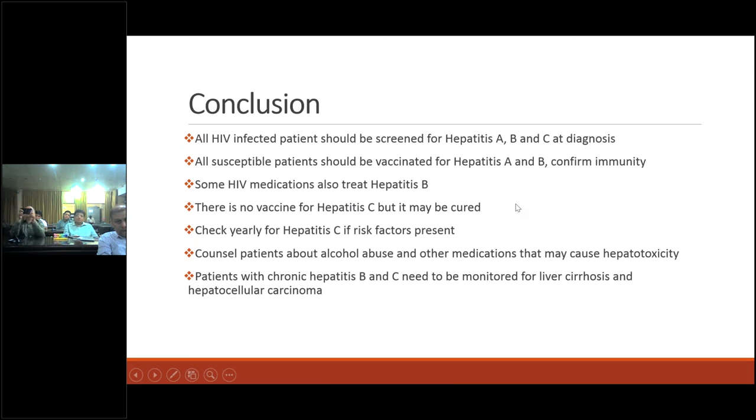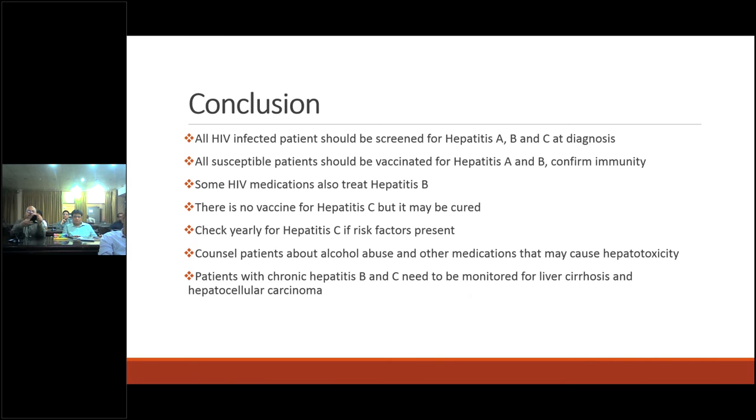So when we have somebody that has a negative hepatitis C RNA level, but they have a hepatitis C antibody positive, it means that they were exposed to hepatitis C, but they have cleared the disease.